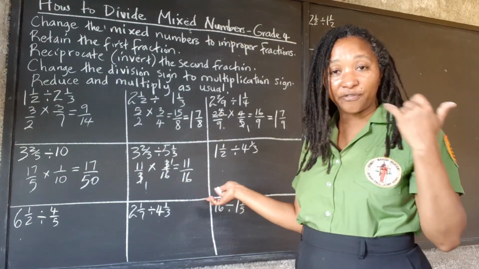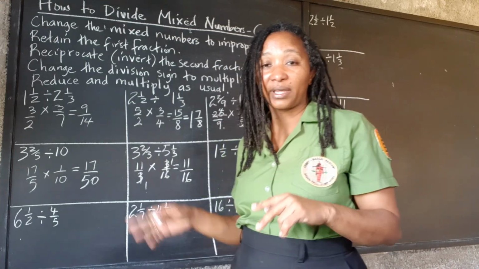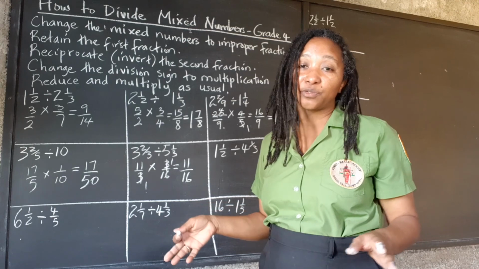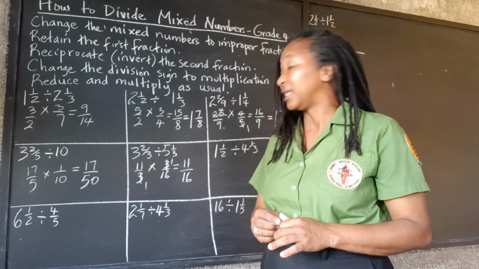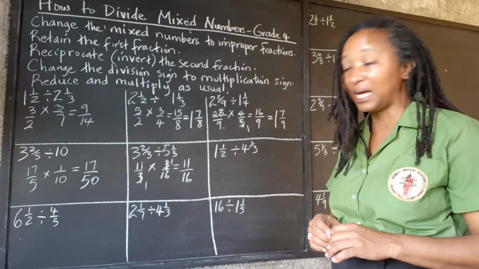This is the simplest form. 11 is a prime number, so only 1 and 11 can go into 11, and 11 can't go into 16, so we can't reduce 11 over 16. This is the simplest form, and that is our final answer.